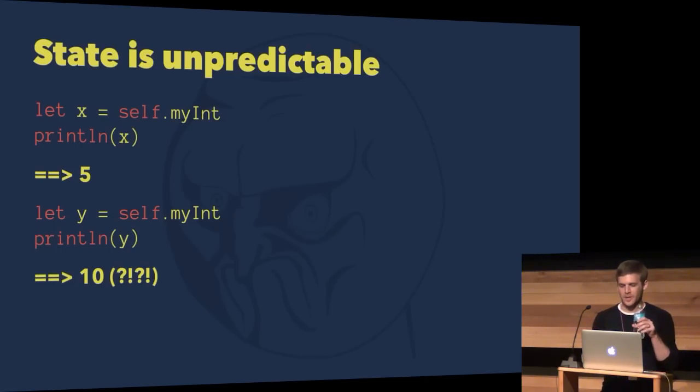So here's another example of unpredictability, a simpler one. Reading a property at two different points in time can result in two different values. Now, we're used to this because we've been doing this forever, but isn't that crazy that you can read something, it's the same thing you're reading, but it has two different values at two different points in time? It's unpredictable.